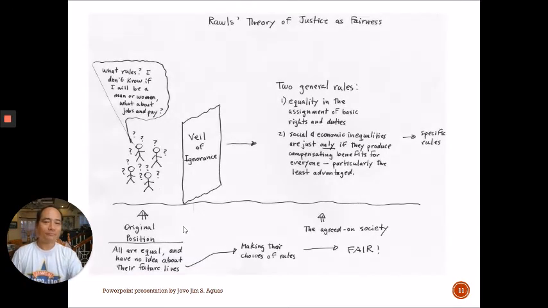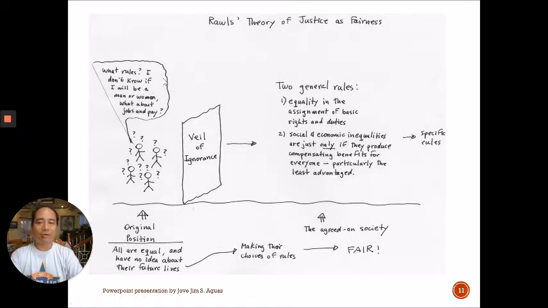So I hope you can see this. I got this from the internet. Imagine these are the people in the original position. They are equal. They have no idea about their future lives. And there is the veil, the shield of ignorance, which prevents them from knowing what's going to be in the future. So among themselves, they are asking, what rules are we going to formulate?